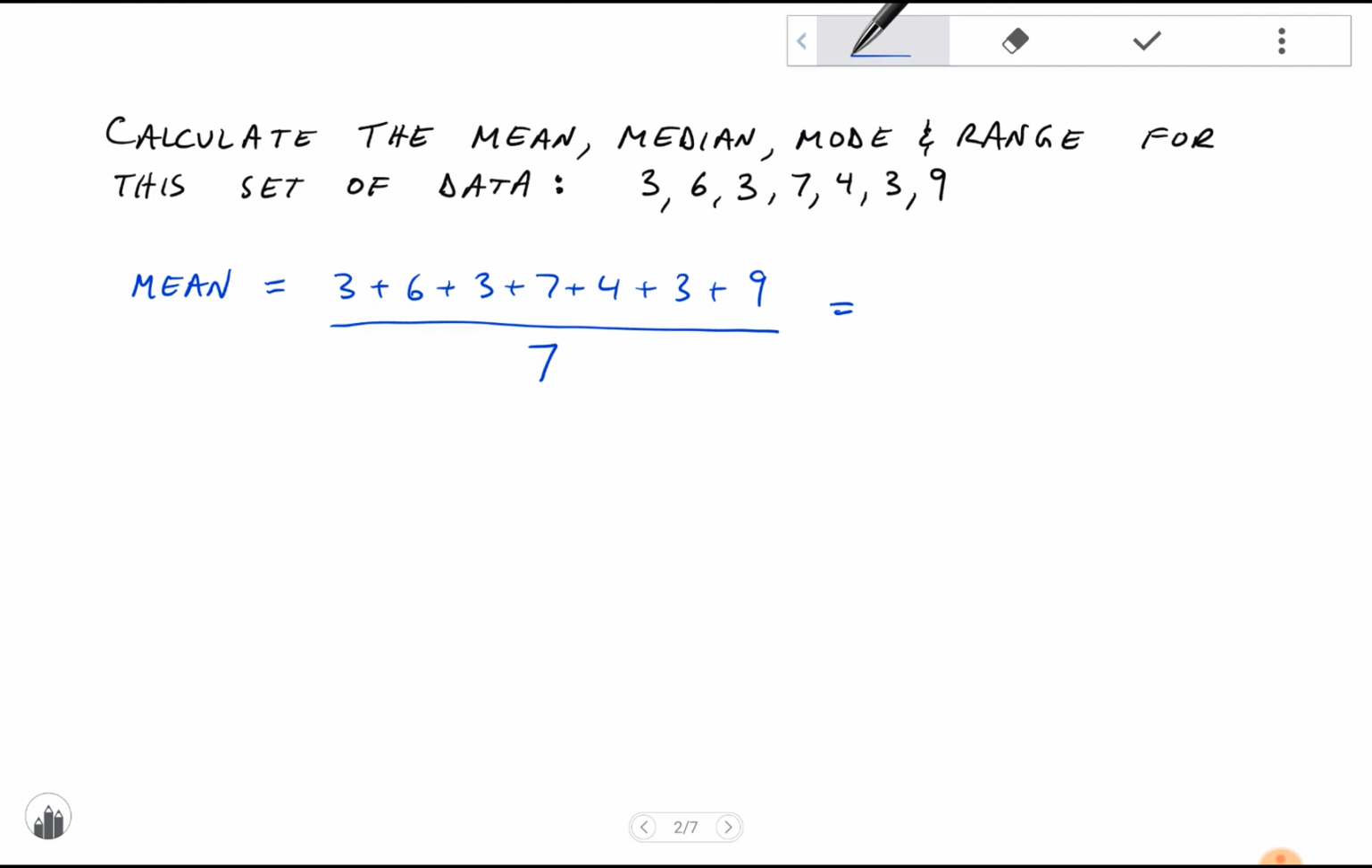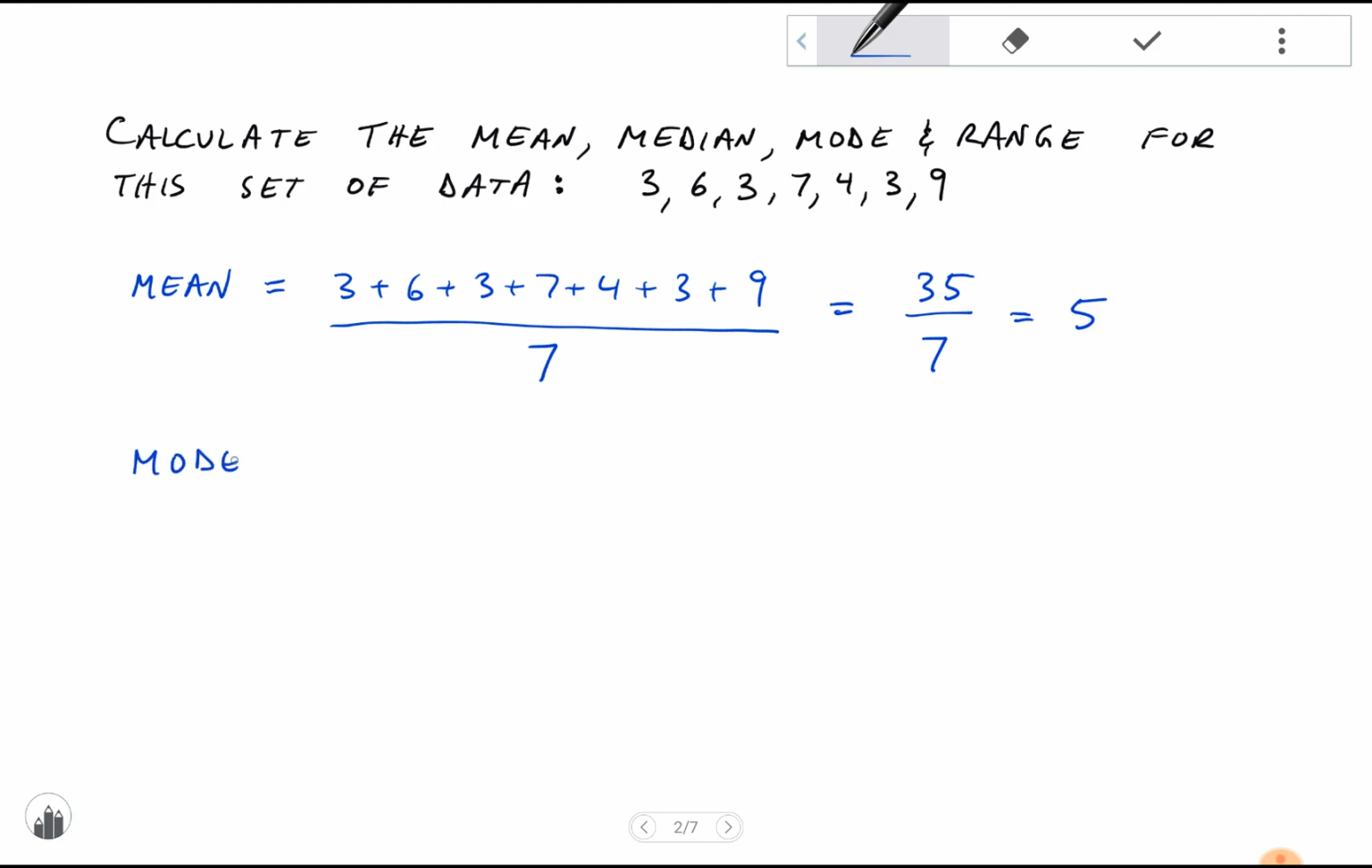All right, so let's add these all up. And what do we get? 9, 12, 19, 23, 26, 35. So we have 35 divided by 7, and that gives us 5. So the mean is 5.